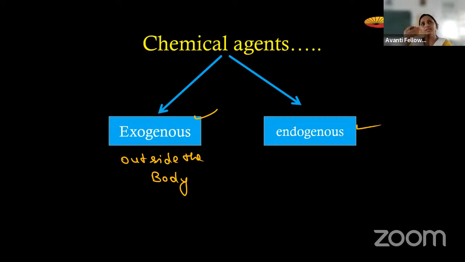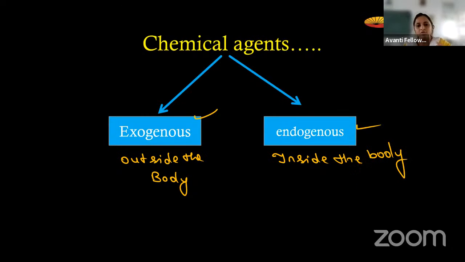Then the chemicals which are present in our body only, causing the disease, we will call it endogenous. For example, if you take uric acid in the body, it is going to be increased. Then it is going to cause arthritis, joint pain, right? That is what we will call endogenous. Endogenous is inside the body, where the chemicals are going to be increased.